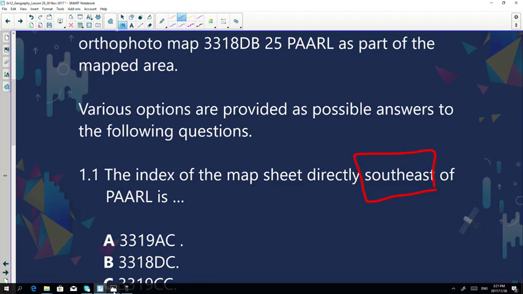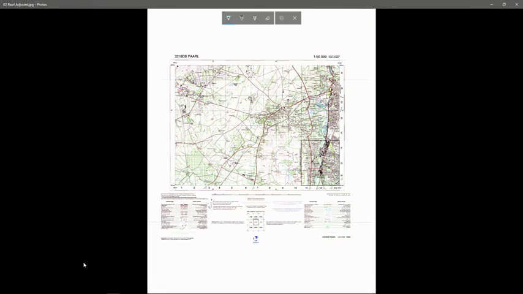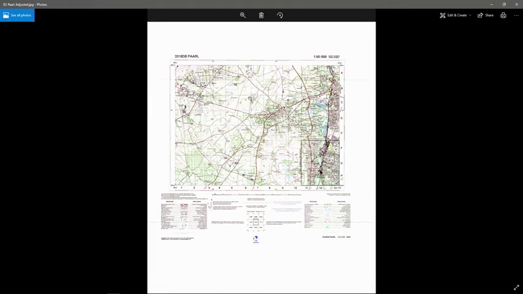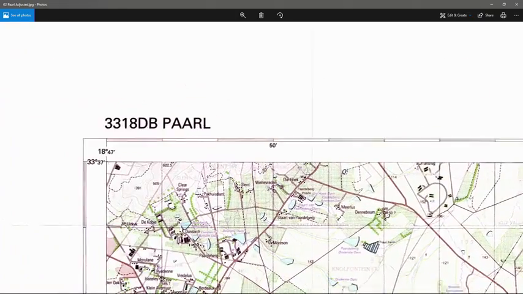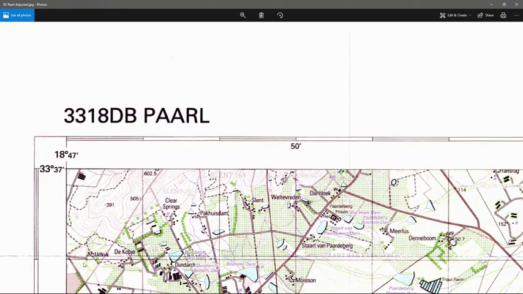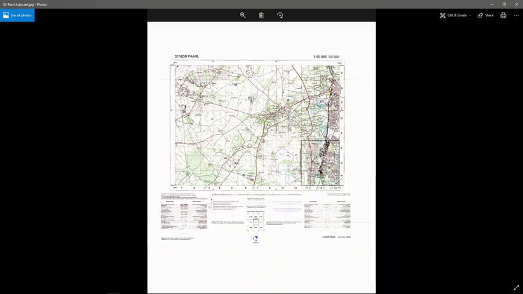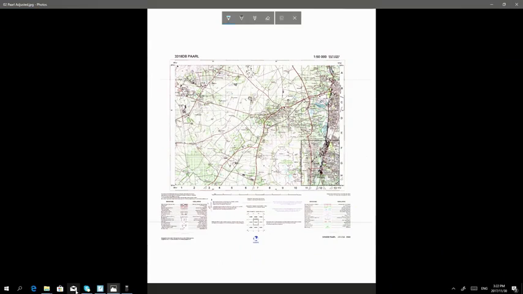Let's quickly have a look, where do we find this information? You can see over there on the top of your map, there's a map code, 3318DB. Now what does this stand for? The 33 stands for latitude, the 18 longitude, D for big block, B for small block. Now they want to know what's the map code southeast of Paarl.